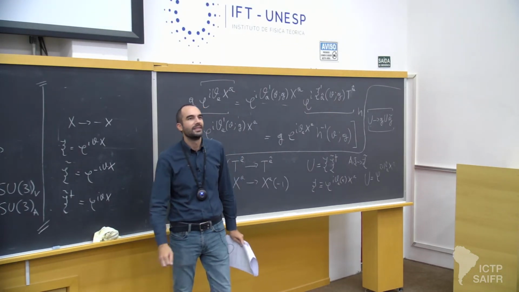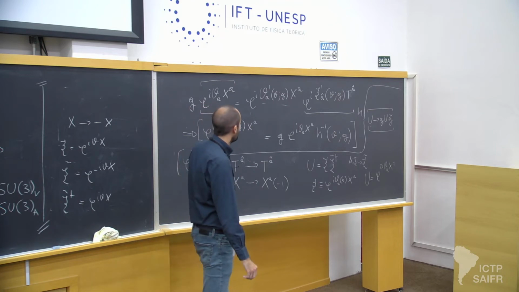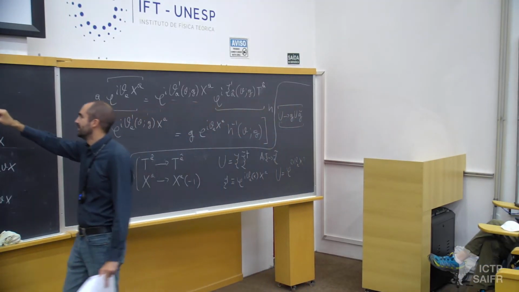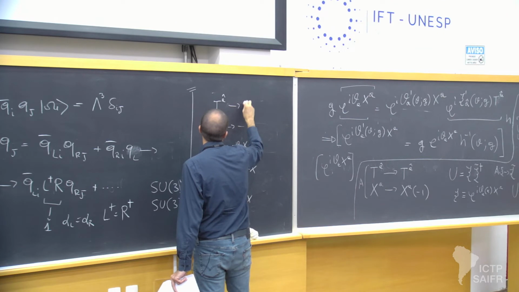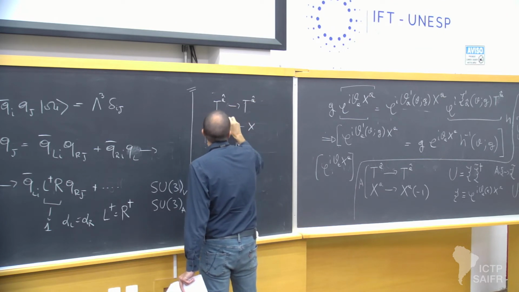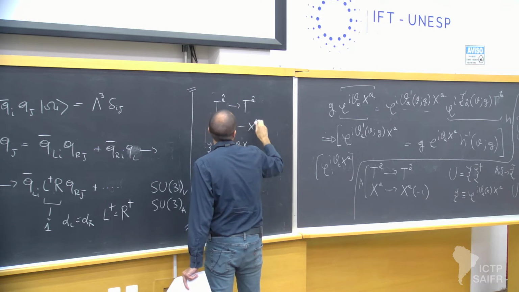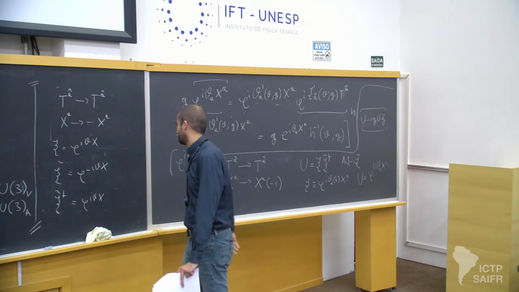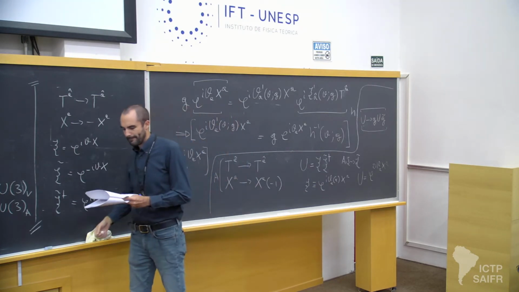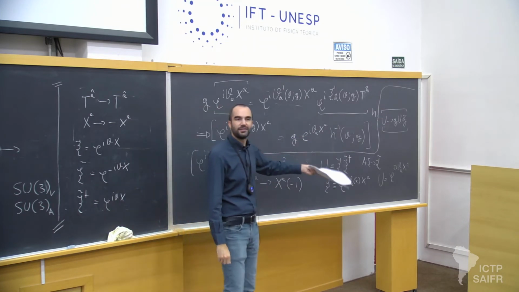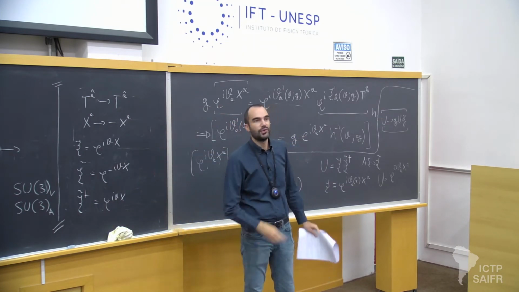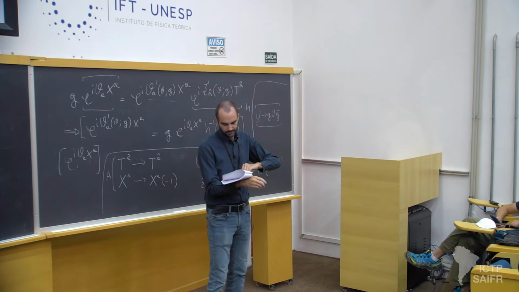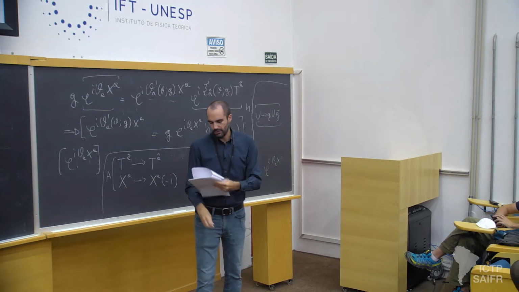Yes. What G tilde? Ah, yes. G tilde is G to which you apply this transformation. So you send the generators that leave the vacuum invariant to themselves, and you send the generators that change the vacuum to another vacuum to minus themselves. So say if G was a left-handed guy, so if G was an element of SU3 left, G tilde is SU3 right.